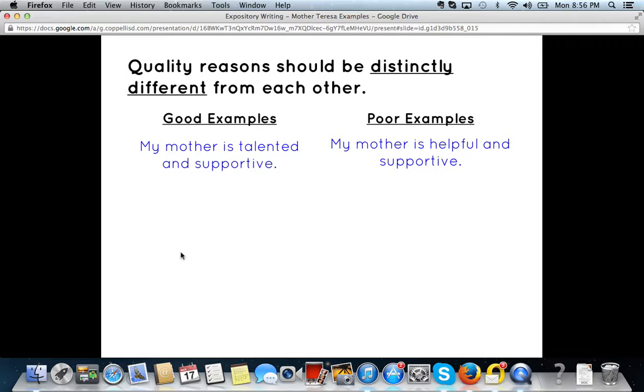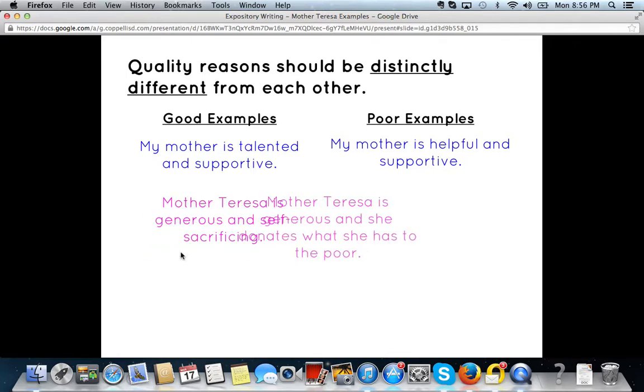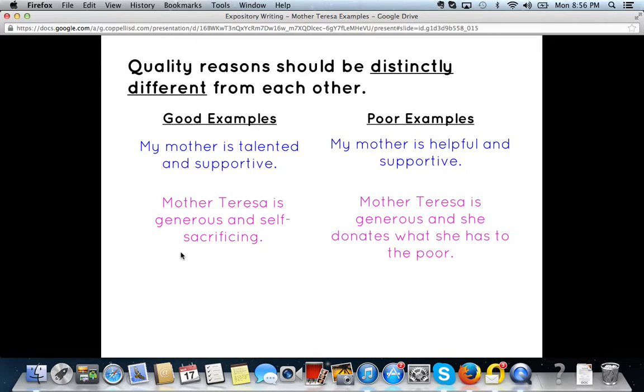I bet you did. Another good example is Mother Teresa is generous and self-sacrificing. A poor example is she is generous and she donates what she has to the poor. This is a poor example because donating what you have to the poor is an example of being generous. So it's not another reason to explain why, it's actually an example to explain how she is generous.